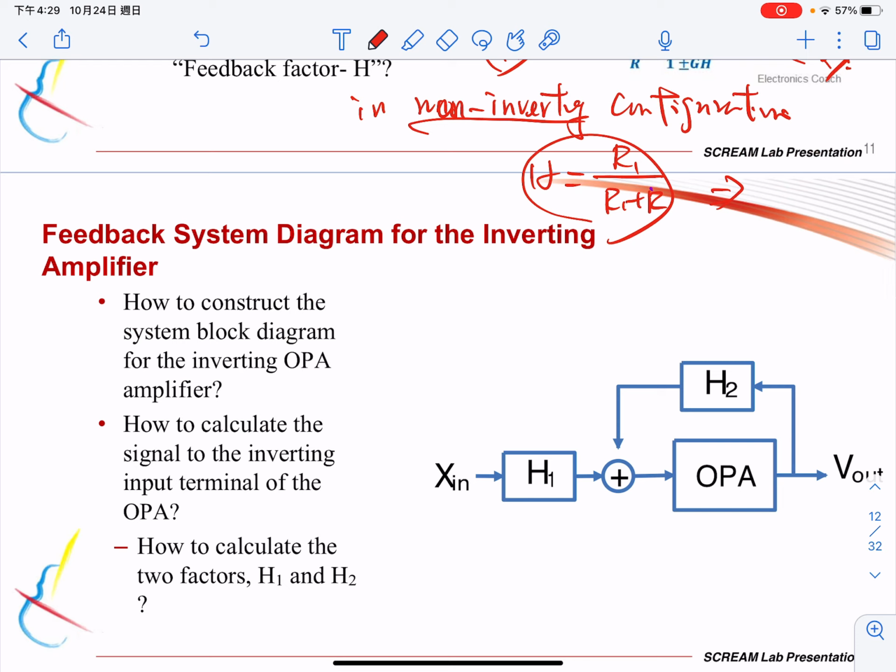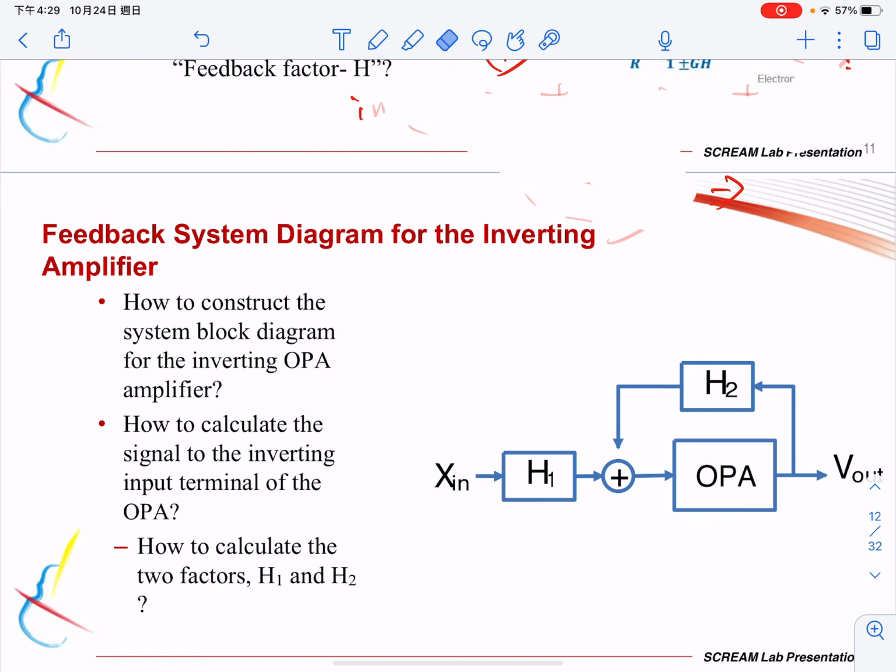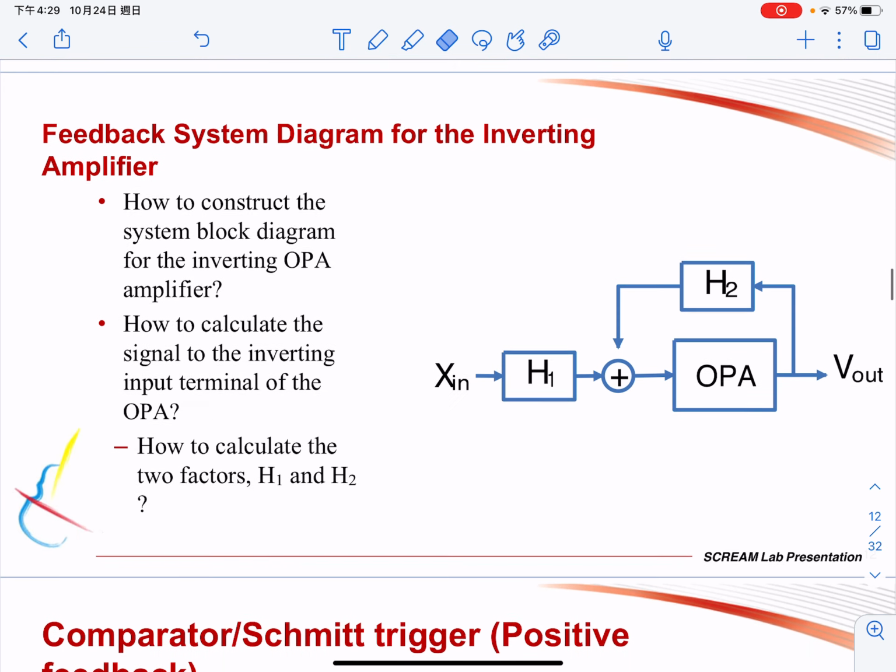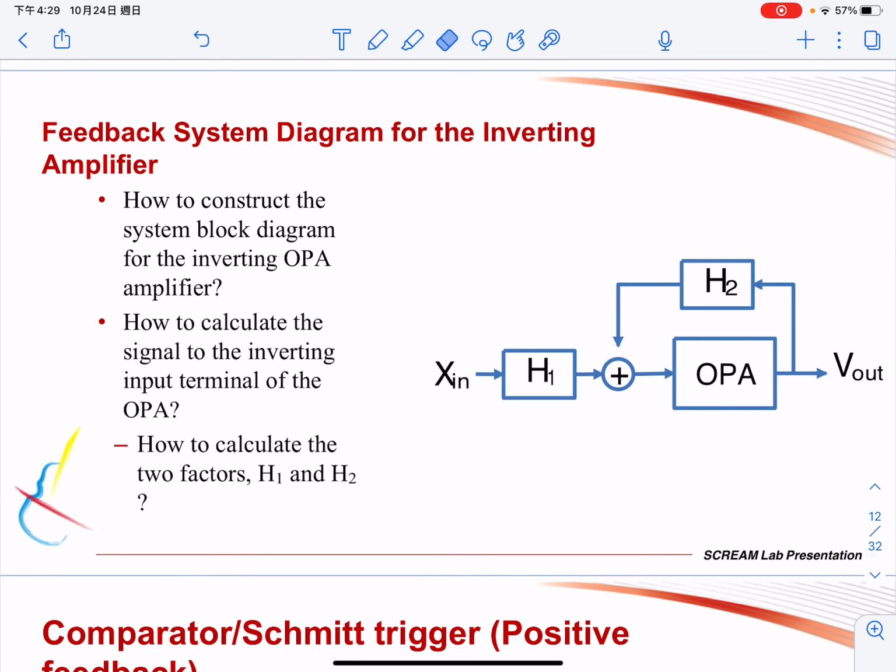So for the inverting amplifier, we can do it in a similar way. This is the inverting amplifier, and this one goes to infinity, right? I will let you do it yourself. And how much is H1? How much is H2?